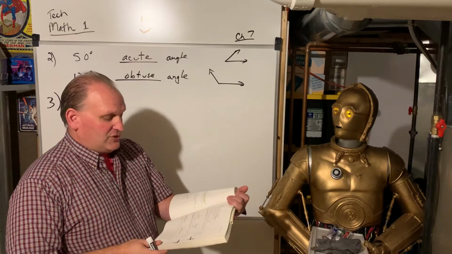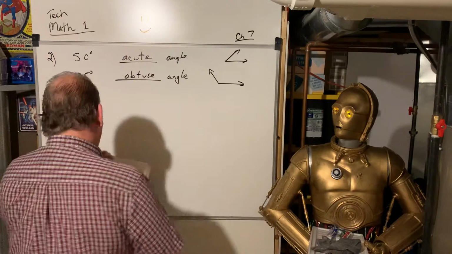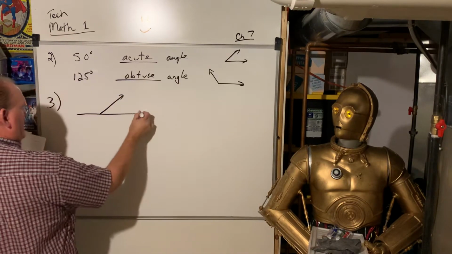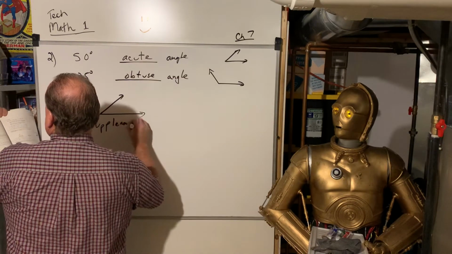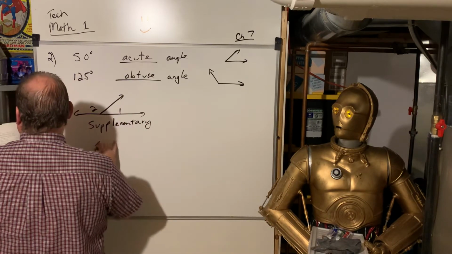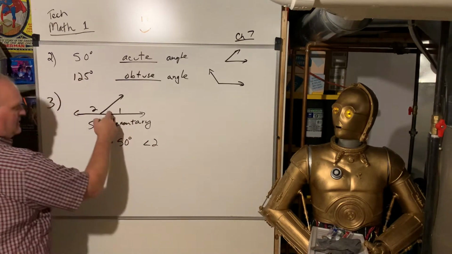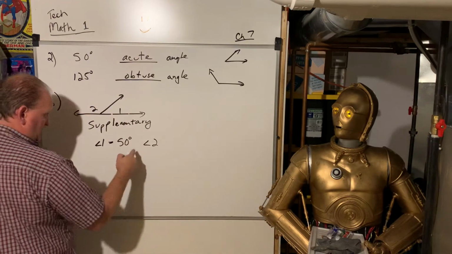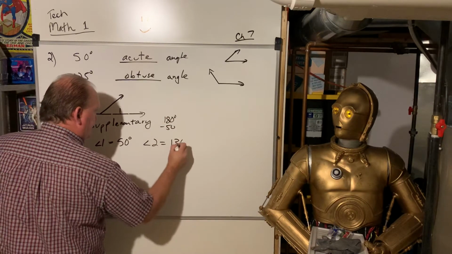Let's take a look at number 3. Supplemental and supplementary angles and complementary angles. Supplementary angles have to add up to 180 degrees. A lot of times you'll see a straight line with supplementary angles. If this is angle 1 and this is angle 2 and they tell you angle 1 is 50 degrees, then we can find angle 2, because a straight line is 180 degrees, so you just subtract 180 minus 50 and you get 130.